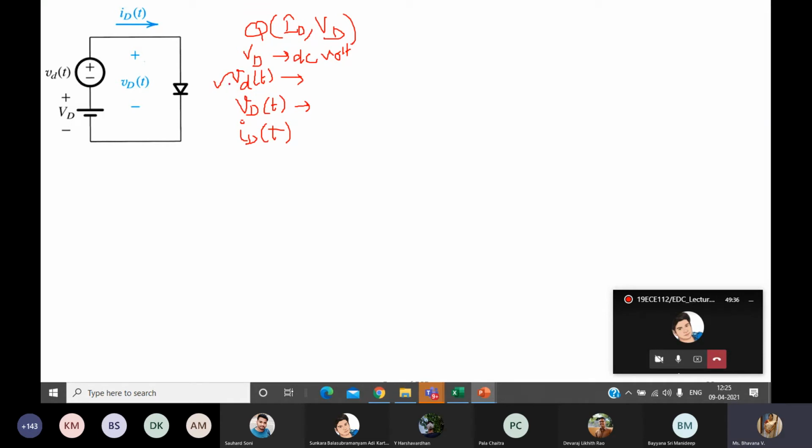Time varying signal means AC parameter small vd of t. Which input are we giving? Triangular waveform as the input. The triangular waveform is superimposed on DC. So AC is superimposed on DC voltage capital VD.